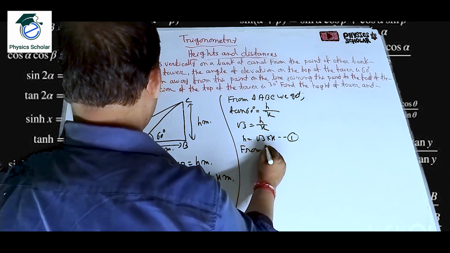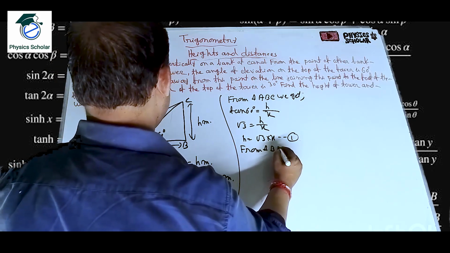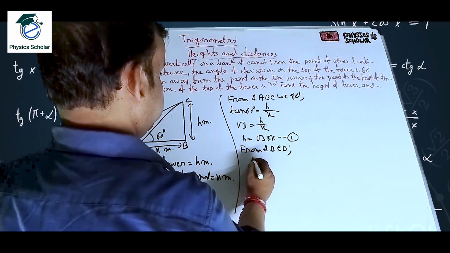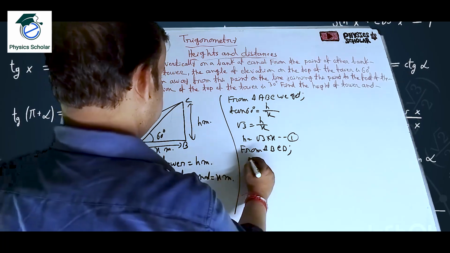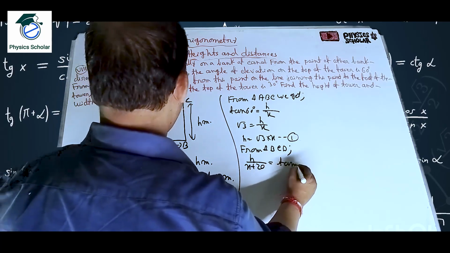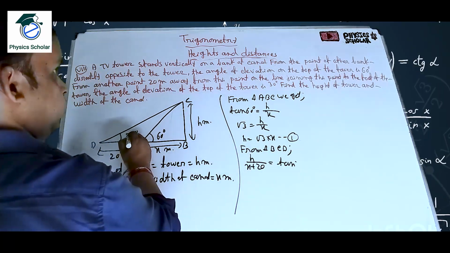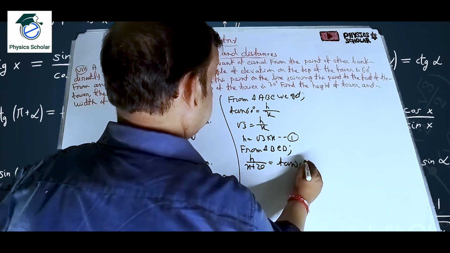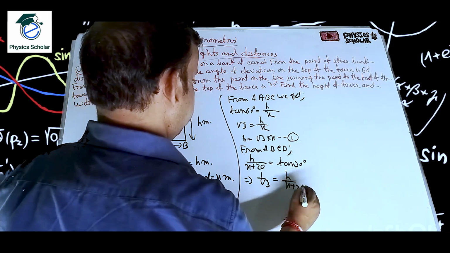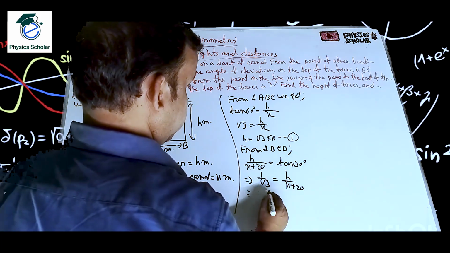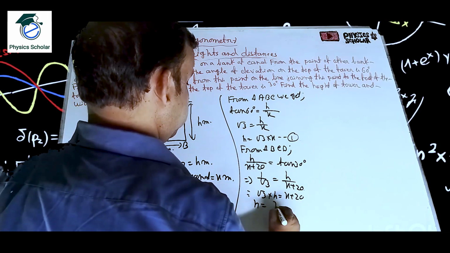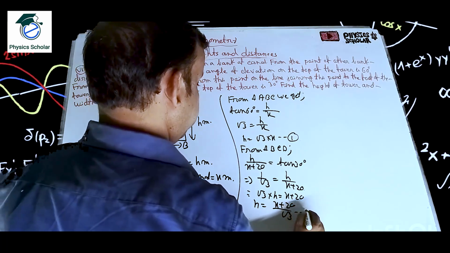From triangle BCD we get, what? What we get? From triangle BCD we get perpendicular by base, means what? Tan, and it is 30 degree. Tan 30 degree, clear. So tan 30 degree means 1 by root 3 is equal to h by x plus 20, clear. So that means what? Root 3 into h is equal to x plus 20. So h is equal to x plus 20 by root 3. It is equation number 2.